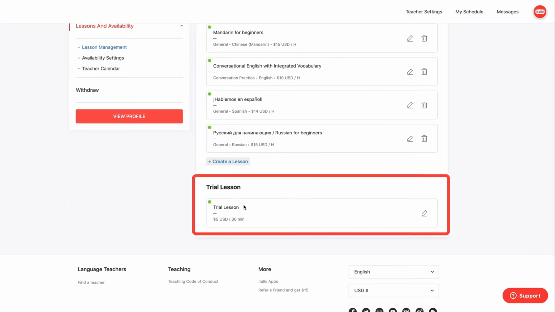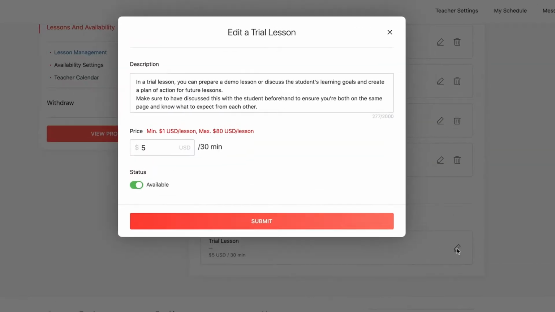Trial lessons are a great opportunity for you to meet new potential students. In trial lessons, you can discuss in great detail the students' expectations, show them your teaching materials and methods, and explain how you as a teacher will be able to help them. In trial lessons, italki does not take a commission.